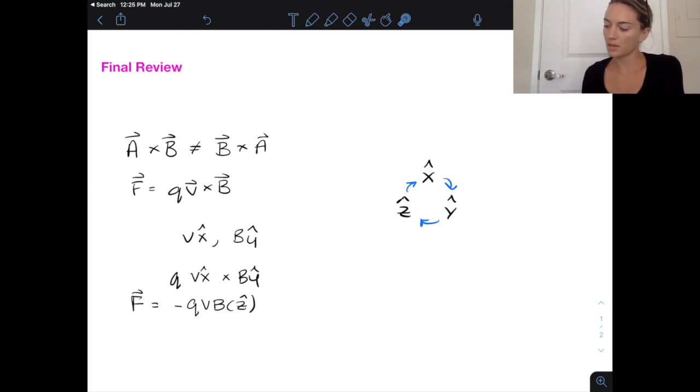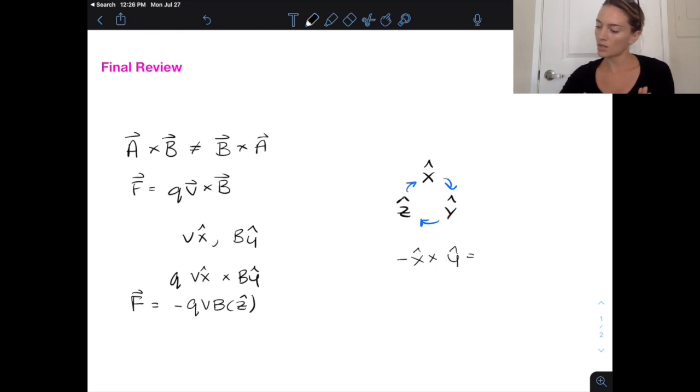Okay, and then let's say we had a positive particle, but we were just trying to do, let's say, negative x hat cross y hat. What does that equal? So again, what I would do is just ignore that negative sign for a second. So just ignore this. Say, okay, what is x hat cross y hat? Well, x hat cross y hat we know is z hat. And then just add in the negative sign at the end. So you can kind of just ignore that for a second, figure out what x hat cross y hat is, and then add it in at the end.